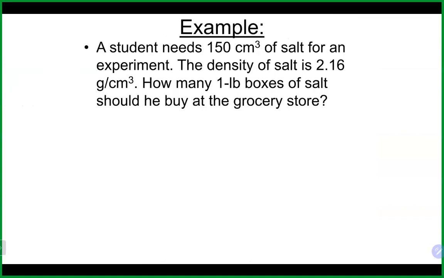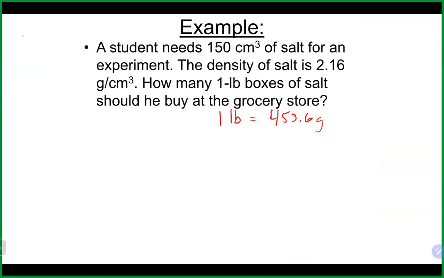All right, let's try one more here. A student needs 150 cubic centimeters of salt for an experiment. The density is 2.16 grams per cubic centimeter. How many 1 pound boxes of salt do they need? A conversion that you do need to know: 1 pound is 453.6 grams. All right, so give it a go. See what you come up with here.